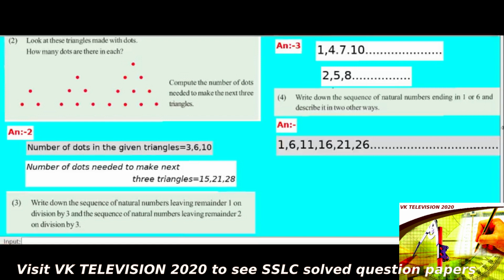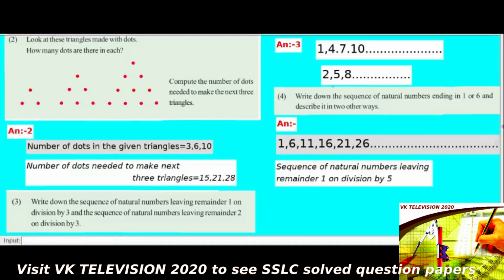And describe it in 2 other ways. We are asked to describe this sequence in 2 other ways. Okay, when we divide each term by 5, what is the remainder? Each of 1, 6, 11 leaves remainder 1 on division by 5. So we can write the sequence of natural numbers leaving remainder 1 on division by 5.